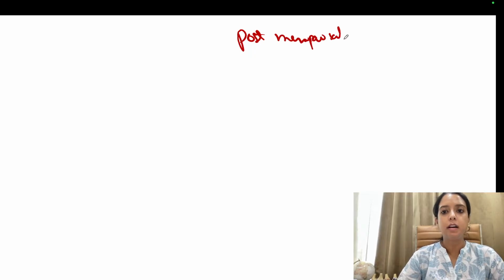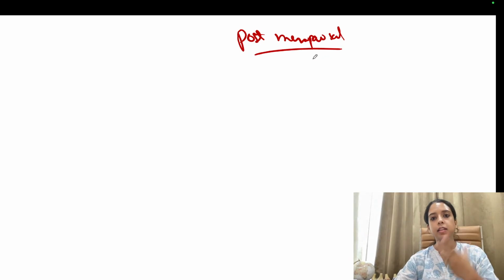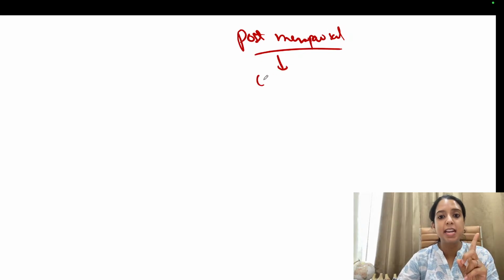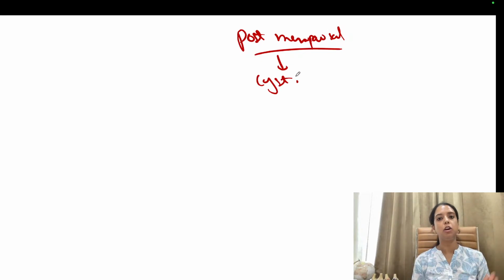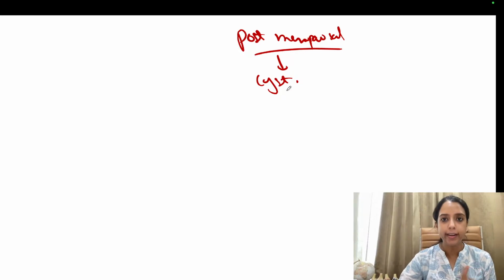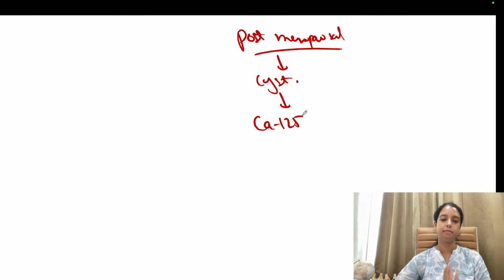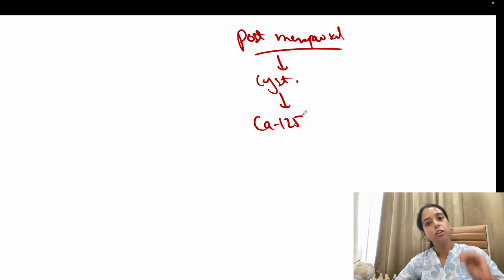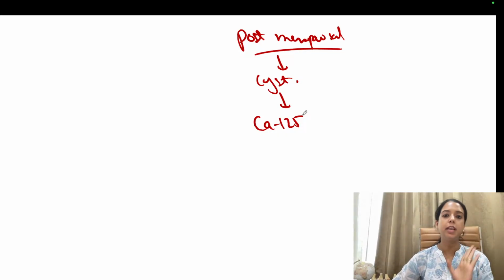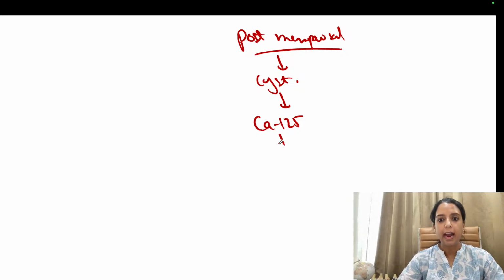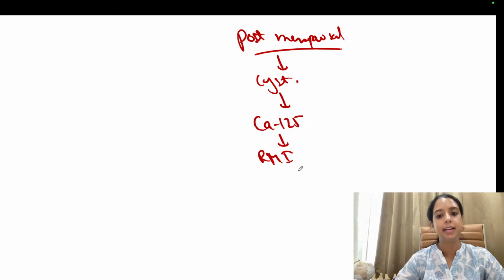There, we waited. Until the cyst was 8 centimeters, we waited. In postmenopausal, any cyst, simple or complex, I don't care. Whatever the cyst is, I do CA125 in everyone. LDH and alpha fetoprotein I will not do, because germ cell tumors don't happen in postmenopausal. So I will do CA125. Okay, CA125 done and I calculate a score called RMI score, risk of malignancy index.